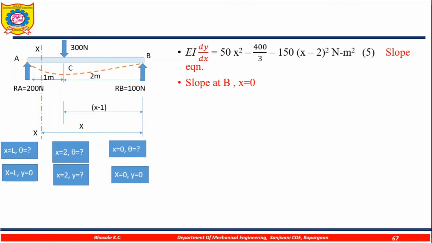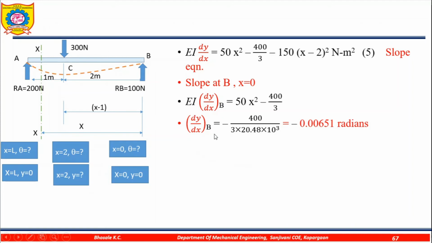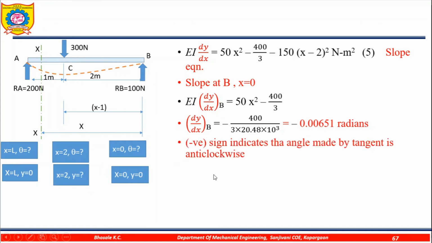By using the slope equation we'll find the slope at point B. For this purpose we'll use only the first part, because the second part will not be useful. The slope at point B will be equal to minus 0.00651 radians. The negative sign indicates that the angle made by the tangent is anticlockwise.